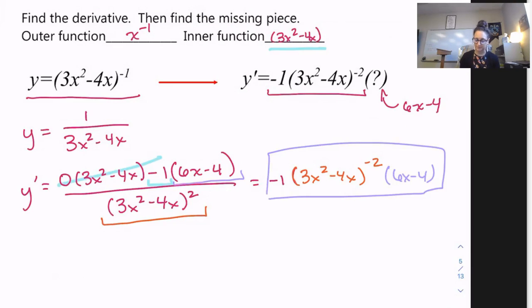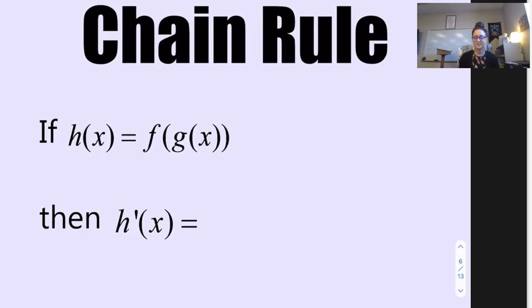So let's go piece by piece here. This is the derivative of the outer function, right? I flew the negative 1, and then I dropped my power by 1, keeping the inside function still, okay? So I deal with the outer function first, then I multiply by the derivative of the inner function, which was that guy. All right, so this is possibly our most important rule all semester, chain rule.